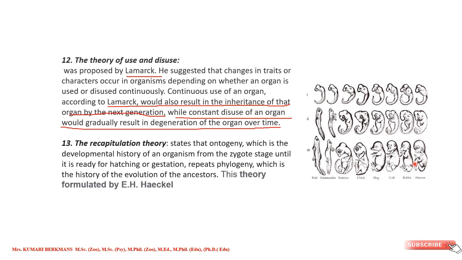It states that ontogeny, the developmental history of an organism from zygote until it is ready for hatching or gestation, repeats phylogeny. Phylogeny means what? From the first till the present, the transformation from the early age to the present, which is the history of the evolution of the ancestors. This theory is formulated by E.H. Haeckel. See, almost at the embryo stage, whether it is a fish or a human, the shape is almost the same, so it is called recapitulation, from the early age till the present age.